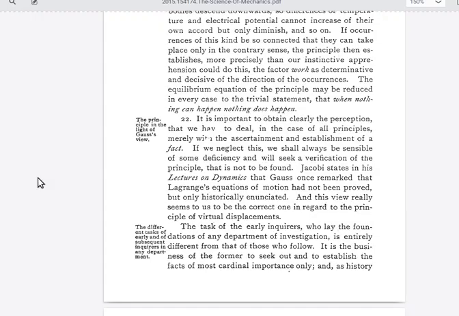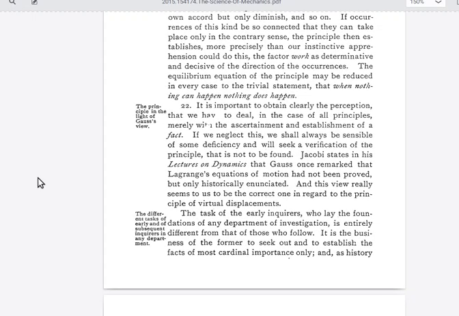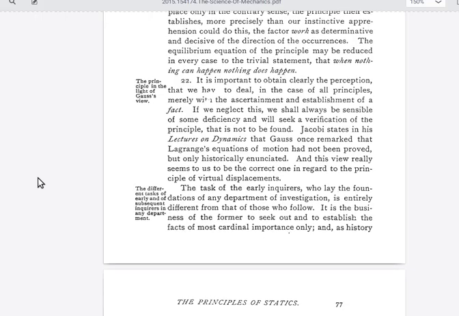It is important to obtain clearly the perception that we have to deal, in the case of all principles, merely with the ascertainment and establishment of a fact. If we neglect this, we shall always be sensible of some deficiency, and will seek a verification of the principle that is not to be found. Jacobi states in his lectures on dynamics that Gauss once remarked that Lagrange's equations of motion had not been proved, but only historically enunciated. And this view really appears to us to be the correct one in regard to the principle of virtual displacements.